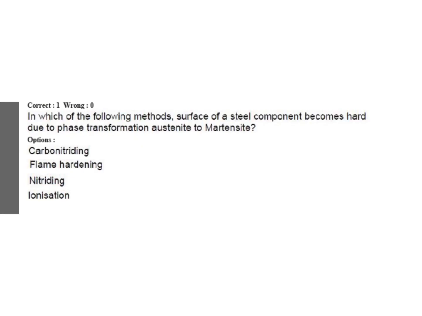In which of the following methods surface of a steel component becomes hard due to phase transformation? Austenite to martensite. Carbonitriding, no. Flame hardening. Flame hardening is the answer.